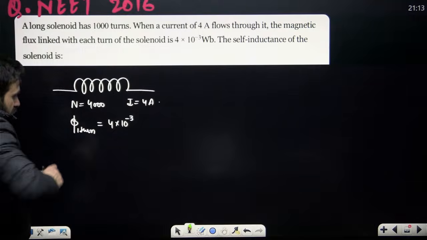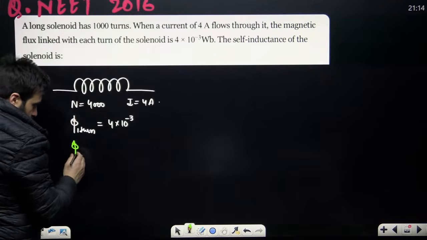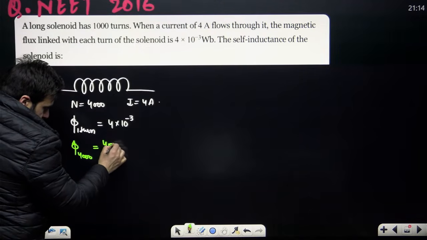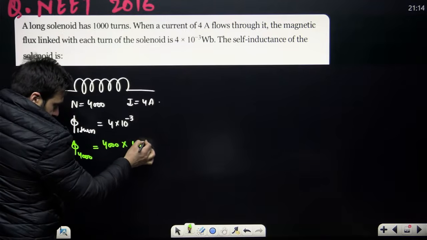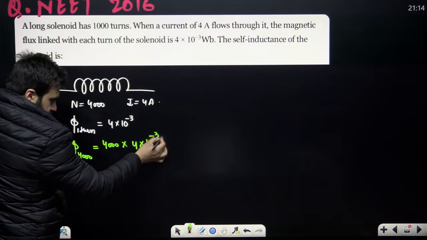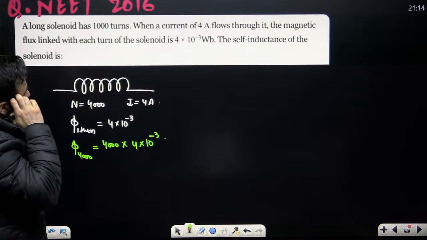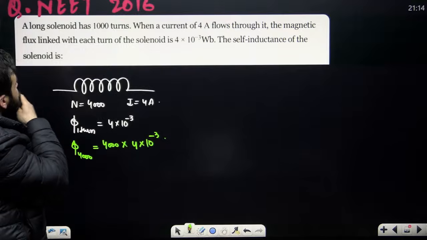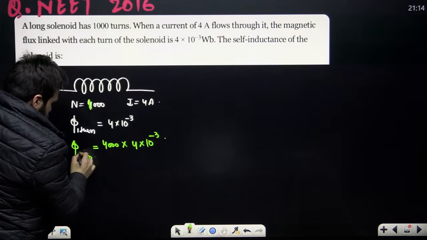Guys, see. If this is the flux through one turn, how many number of turns are there? 4000. What will be the flux through 4000 turns? You say, sir, 4000 into 4 into 10 raised power minus 3. Okay, this will be the flux through 4000 turns. This will be the flux through, okay, 1000. Number of turns is 1000.